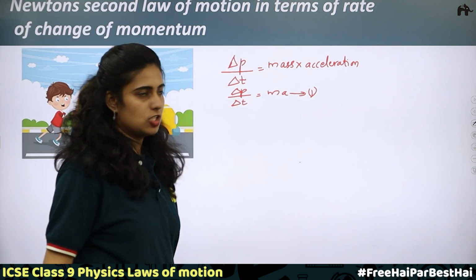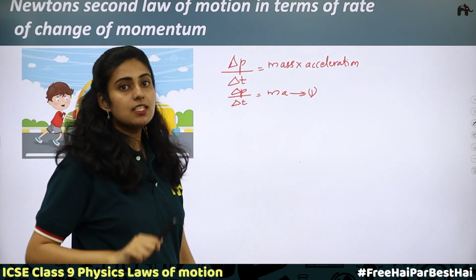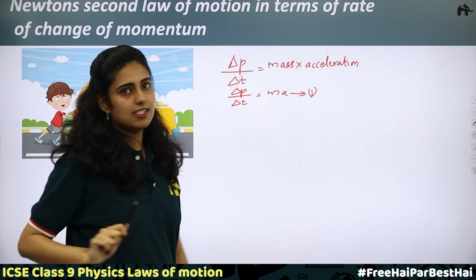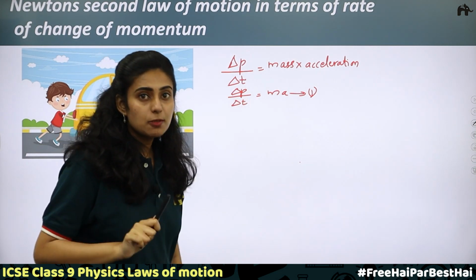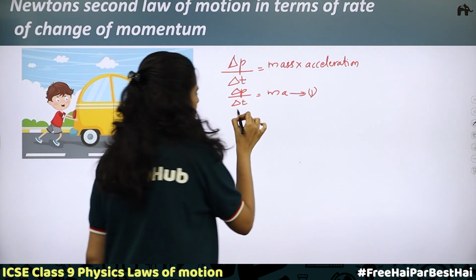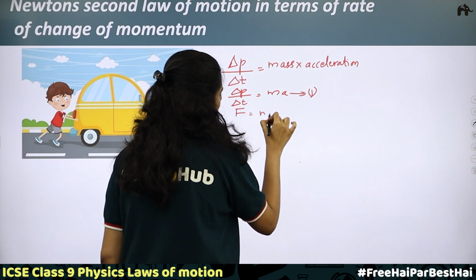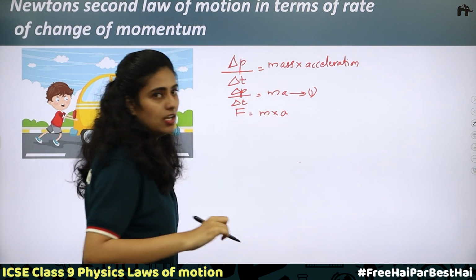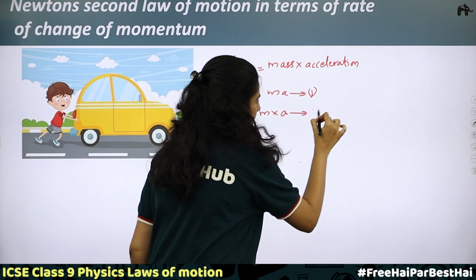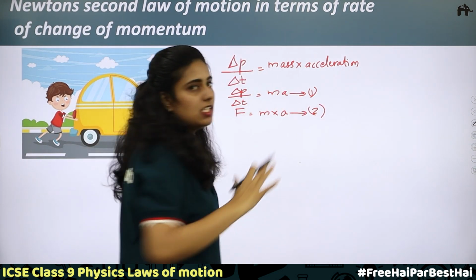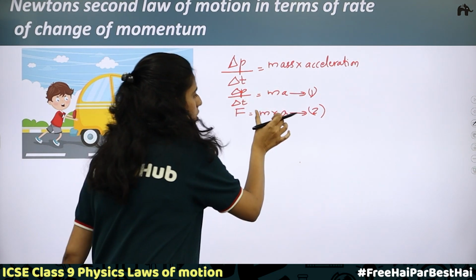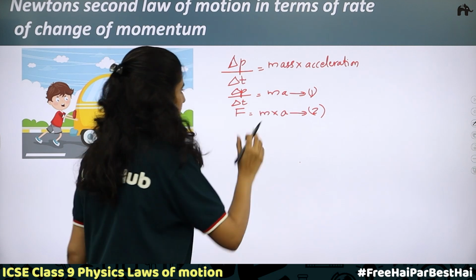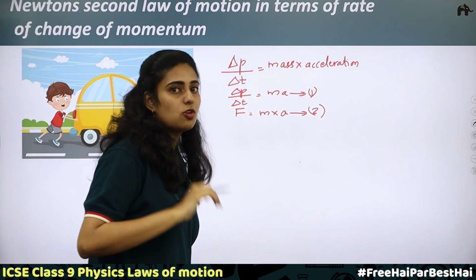We have studied this equation. The rate of change of momentum is equal to the product of mass and acceleration. One more equation we have studied. What is force? Force is the product of mass and acceleration. Yes, F is equal to mass into acceleration. So, this is the second equation. Comparing these two equations, right hand side we have mass into acceleration, here also mass into acceleration, which means if right hand sides are equal, left hand side should also be equal.